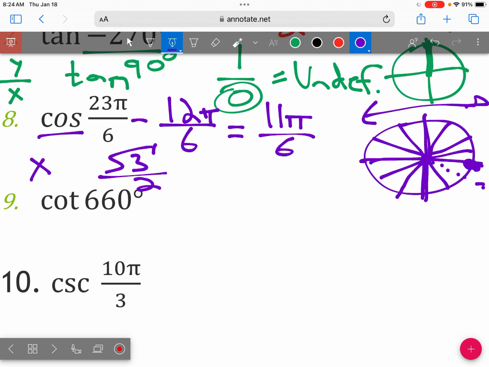And because it's on the positive side of the axis, we're going to leave it positive, and that's going to be our final answer. Good with that? Cool.